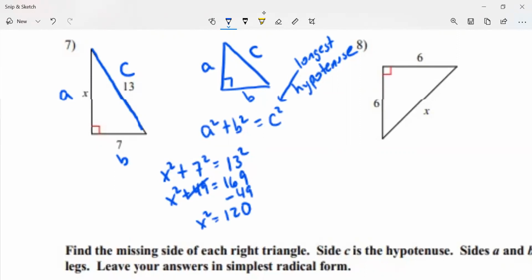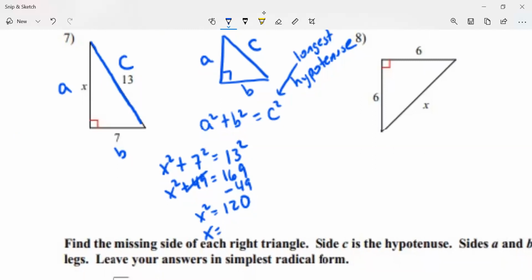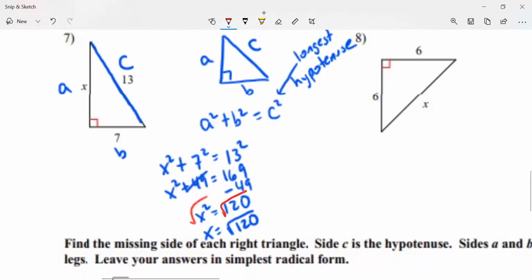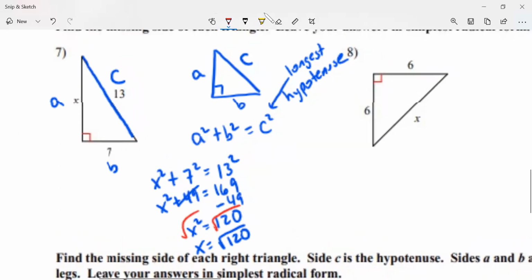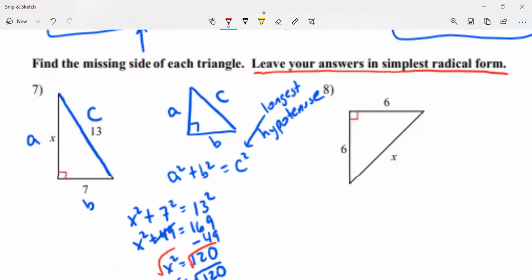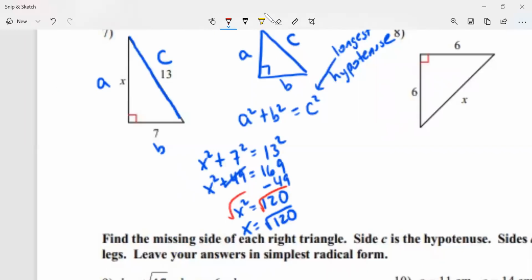I am solving for X, not X squared. We talked before, the exponents, the way we get rid of exponents is using square roots. So I'm just going to say that X is equal to the square root of 120. Technically what I did is take the square root on each side, because square root and squared exponent cancel each other out. So X is the square root of 120. When I look at my instructions, it says leave your answers in simplest radical form. Okay, so I got to simplify 120.